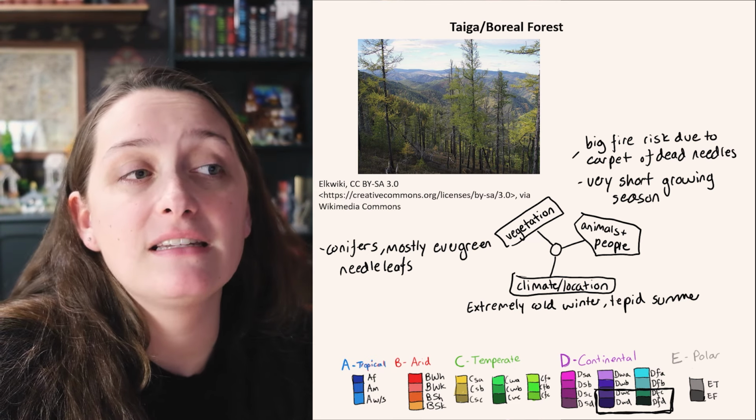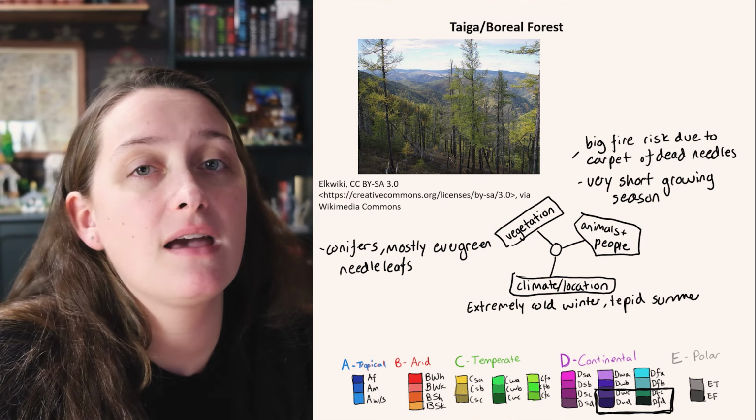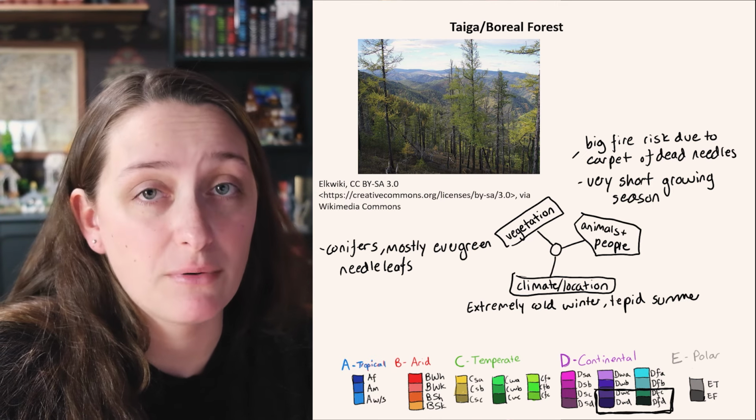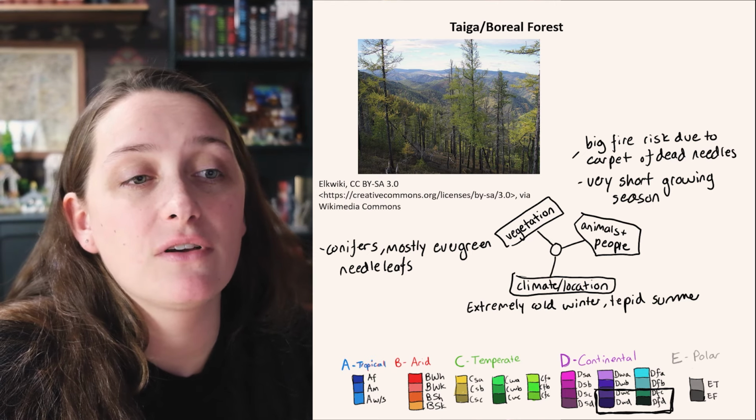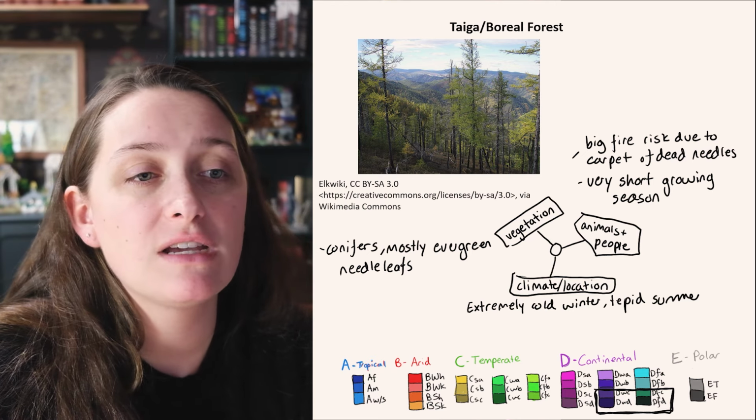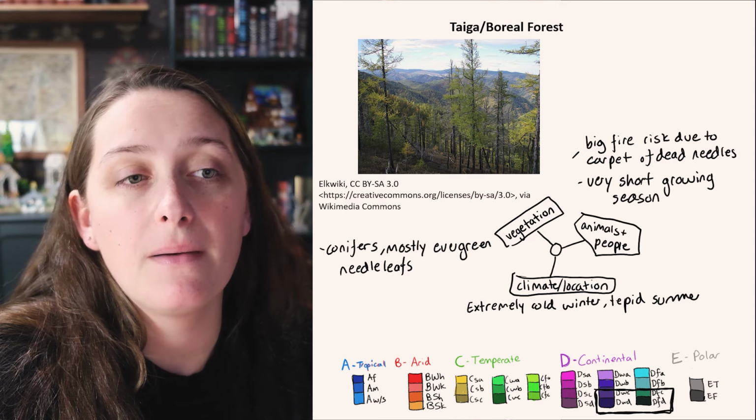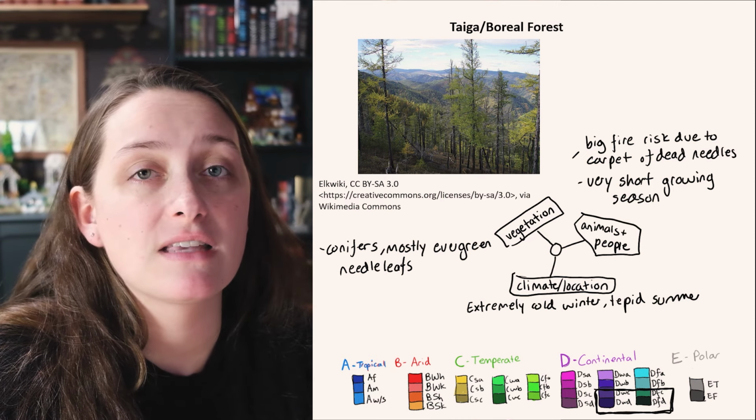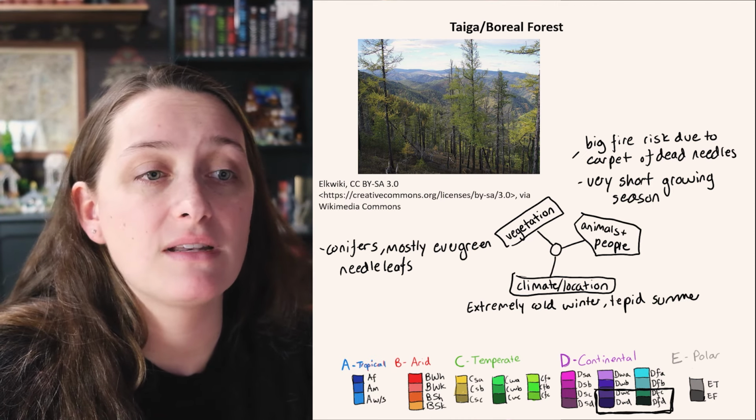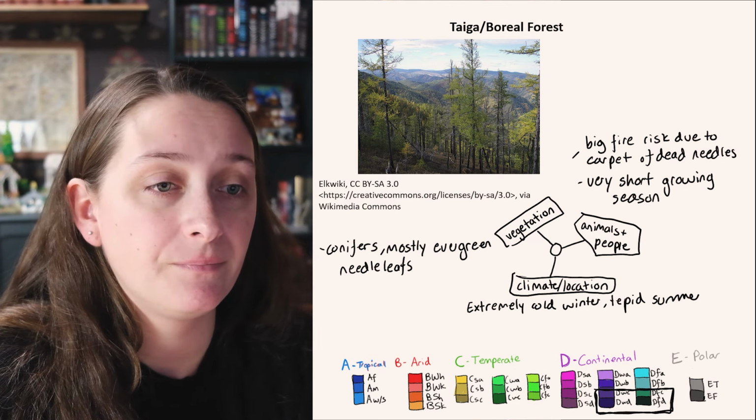A lot of light does get to the floor, but it's mostly covered by a carpet of dead needles and branches. And so if there are big enough patches between the trees, you will see more undergrowth. But because of this carpet of dead needles, there's actually a pretty big fire risk here, even though it tends to be in a lot colder regions.